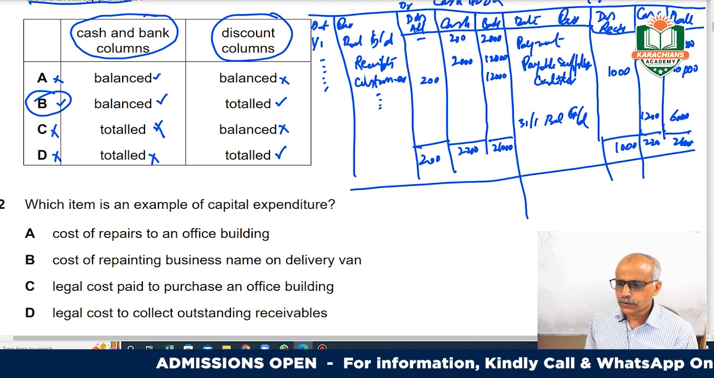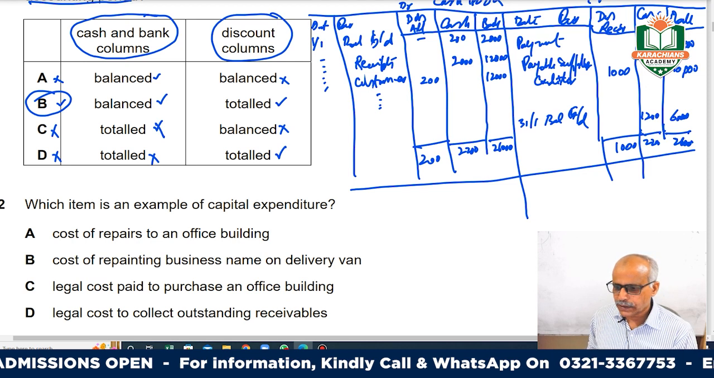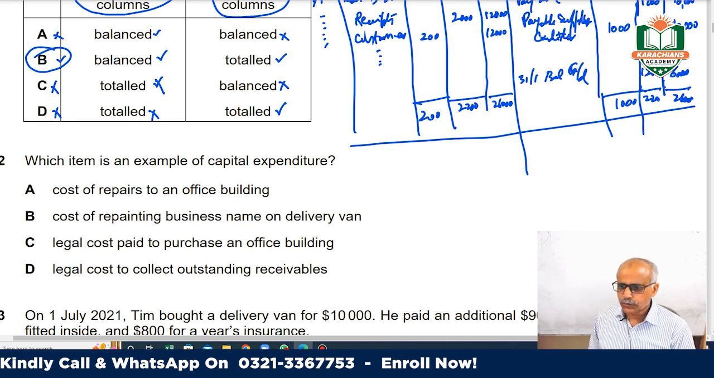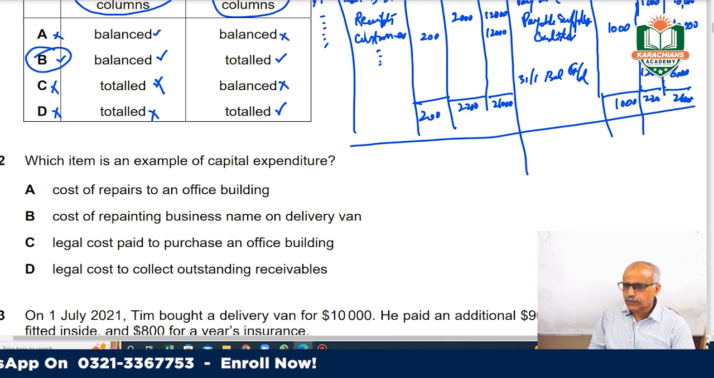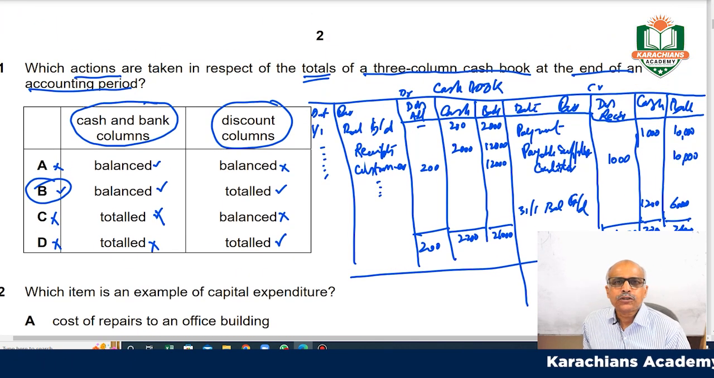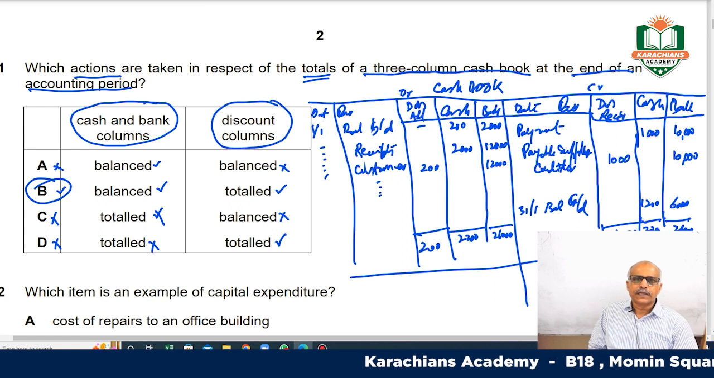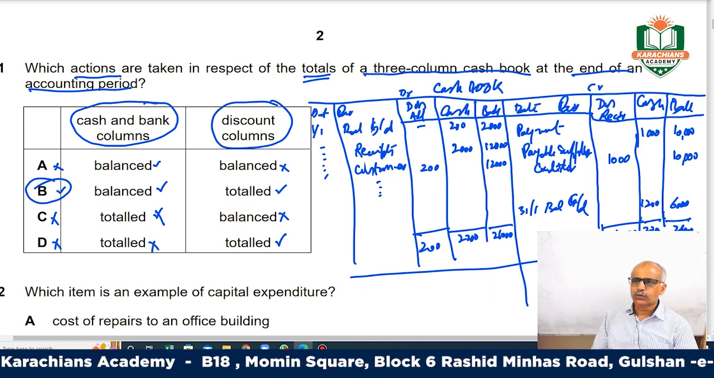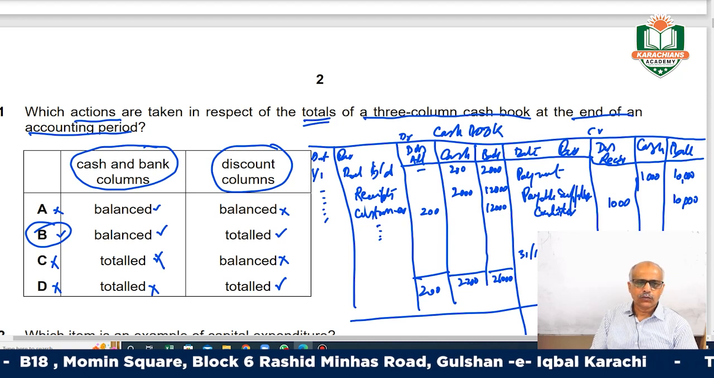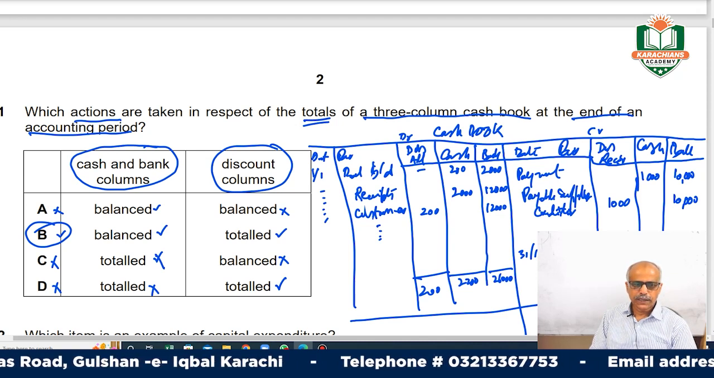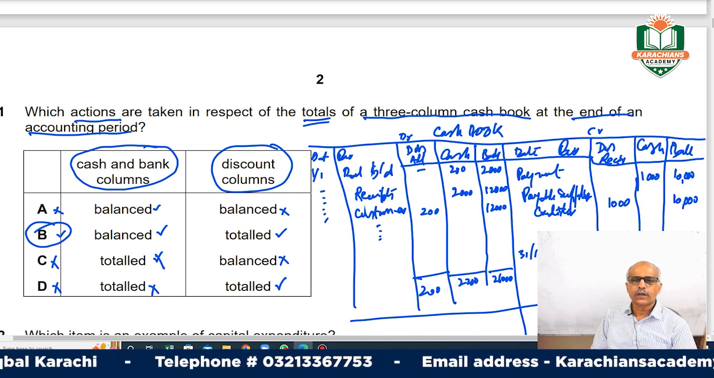For those students who have a very clear understanding, they can move on to the second question. But for those students who do not have a strong concept, I'm just making something clear: what is balanced and what is total.